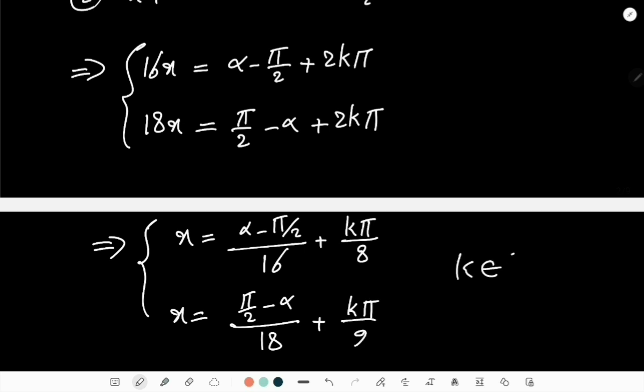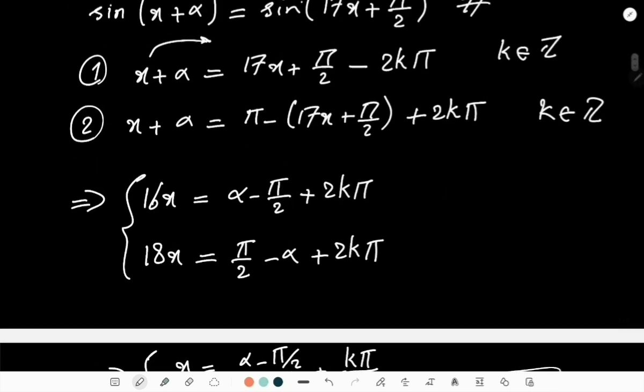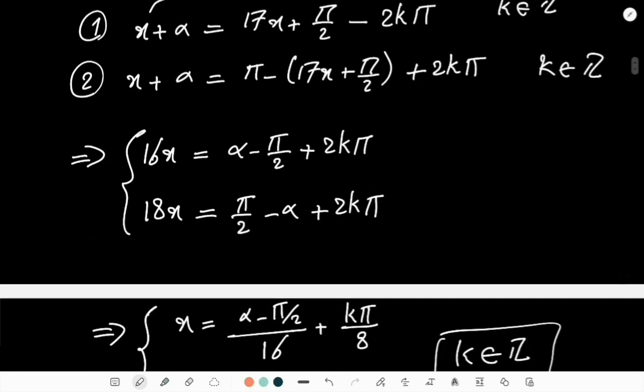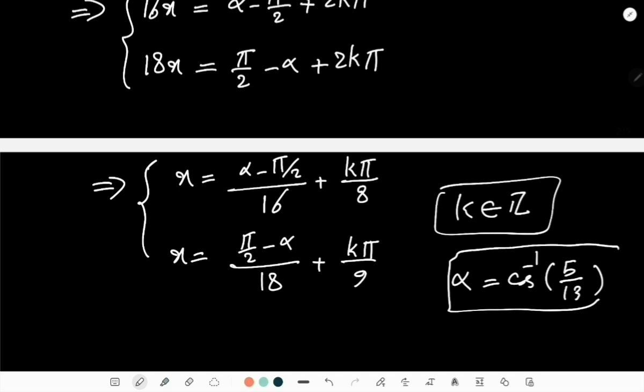belongs to Z. And we know, by the way, alpha, whatever it is, it's difficult perhaps to find the exact value of it, but whatever it is, basically it is the cosine inverse of 5 over 13. Okay, so you can calculate that using maybe a calculator and put it there, and you have all the answers.